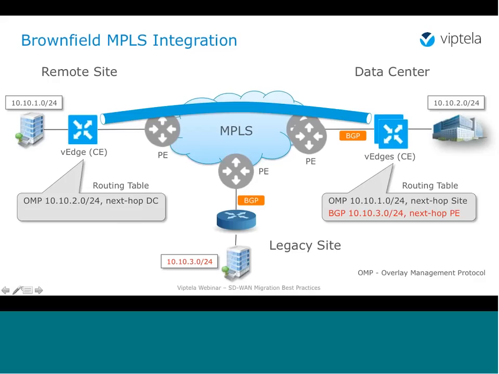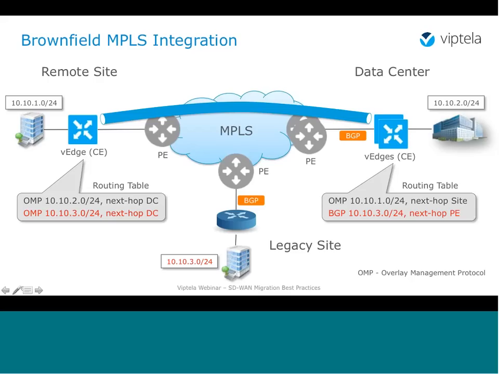And by enabling this, we immediately start learning the reachability for the legacy side through the underlay, with the next hop being the provider edge device at the service provider location. When that information is learned, it is also advertised through the OMP to the remote side, and you can see that 10.10.10.3 would also appear at the remote VH's routing table.